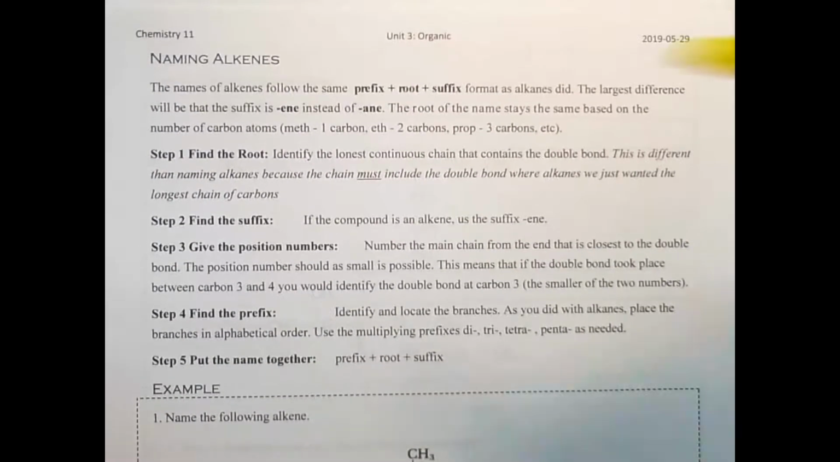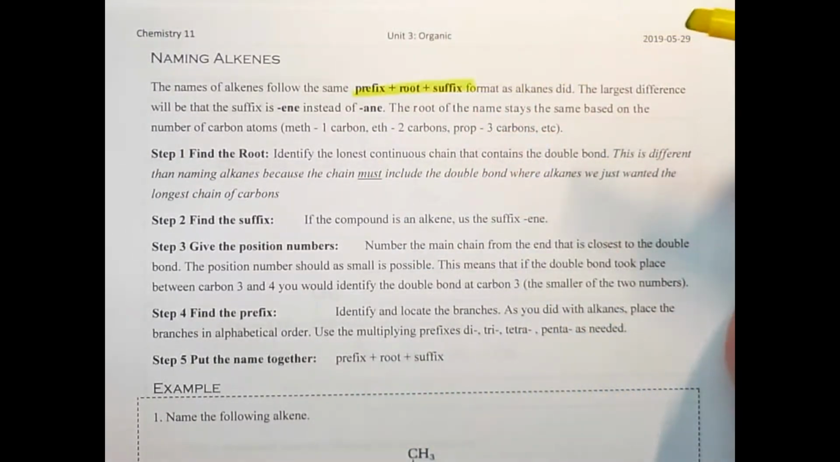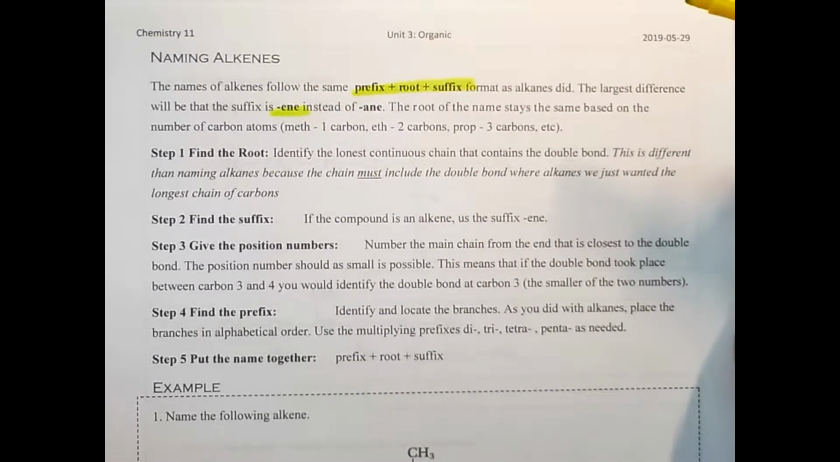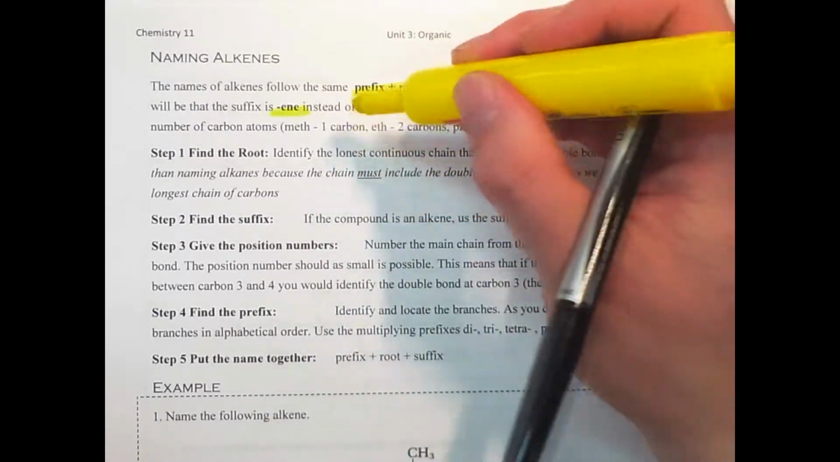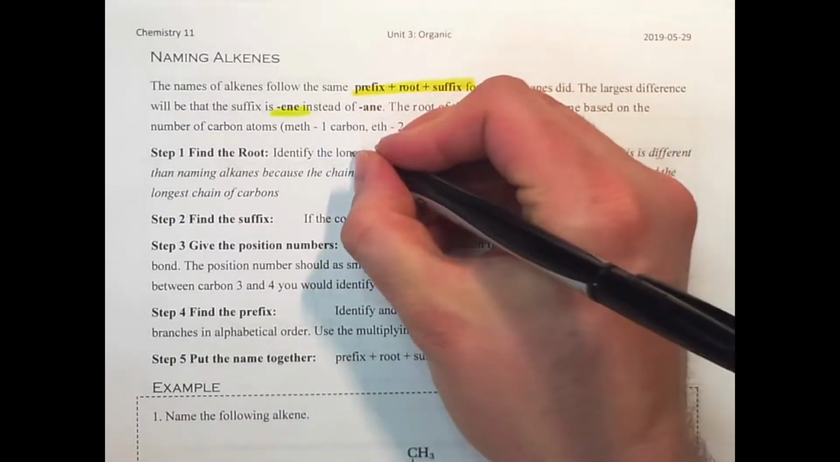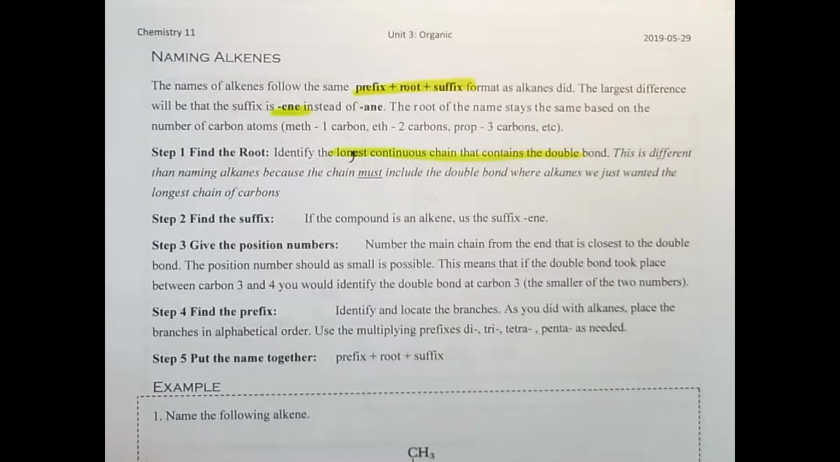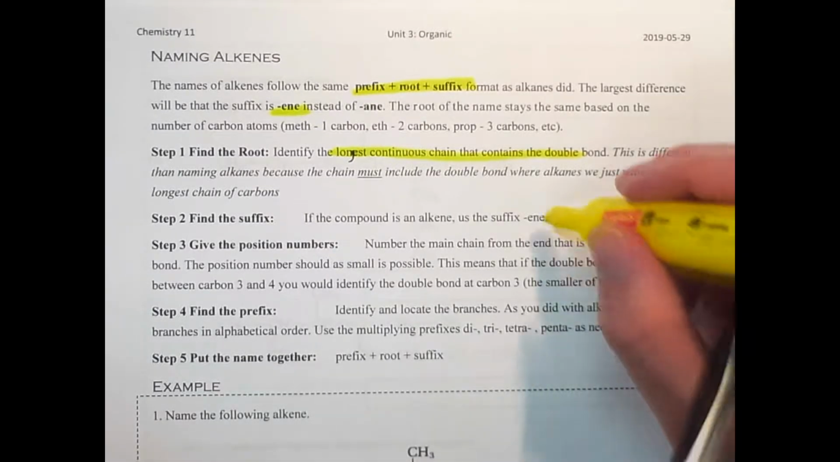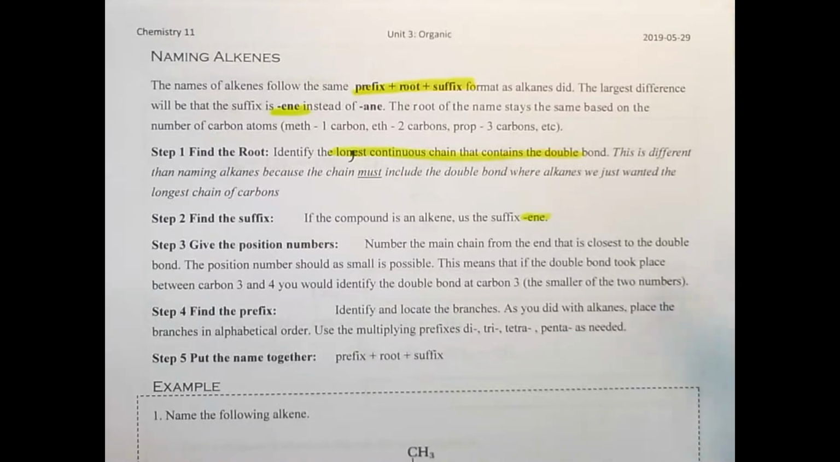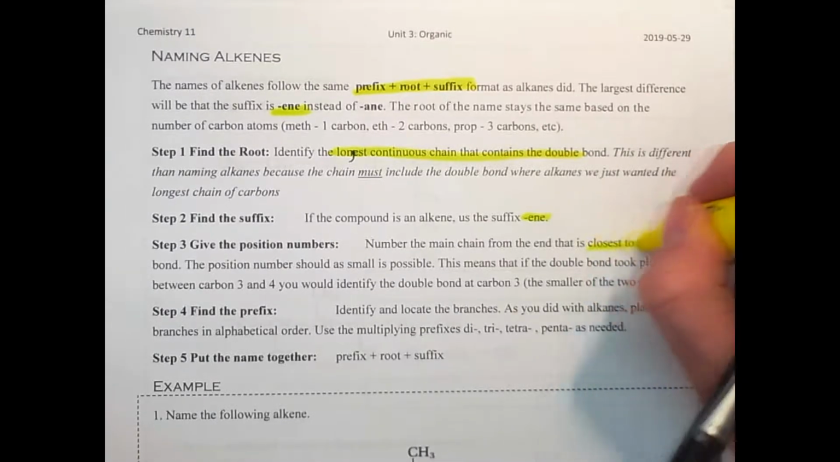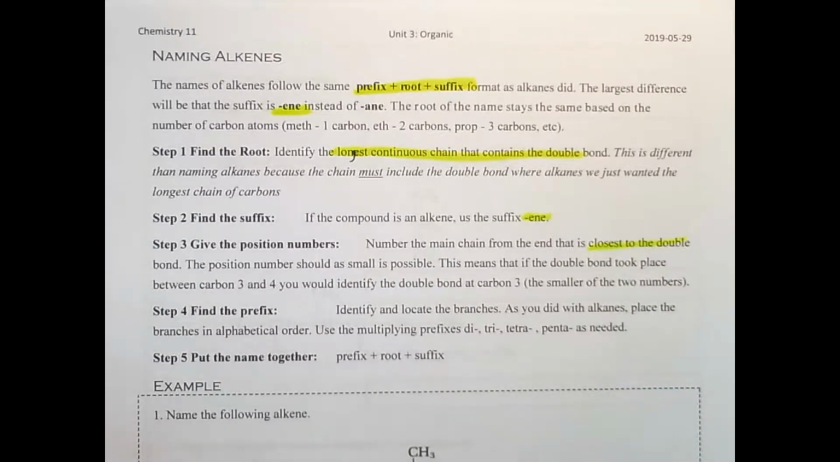We'll do some practice naming. It's still prefix, root, suffix. It's exactly the same. We change our ending to "ene." So you find the longest chain, the longest chain that contains the double bond. You could potentially have a chain that was long but didn't include the double bond, and that would not be the proper route to use. Change the ending to "ene," and then number from the end closest to the double bond. Identify the branches just exactly the same as you did with alkanes, and then put it all together.